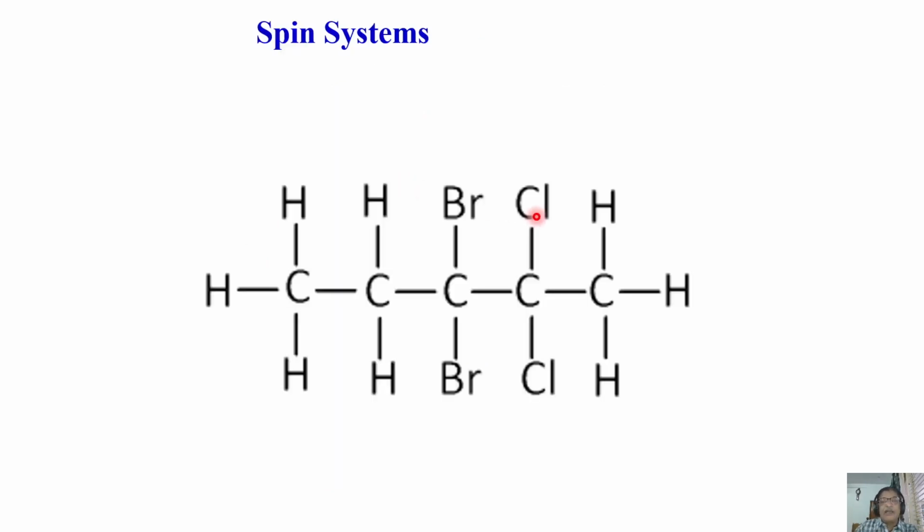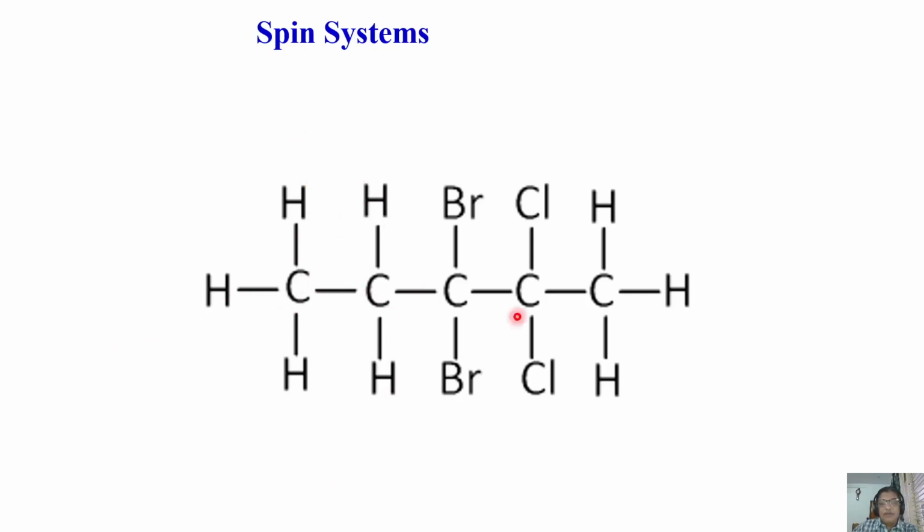Now, a simple example of a spin system is like this. In this example, there are 3 protons here, a CH3 and a CH2. Just an example I am giving you. This CH3 can couple to CH2. That is allowed because there is no problem. A 3 bond coupling is possible. This can couple to this and this can couple to this.